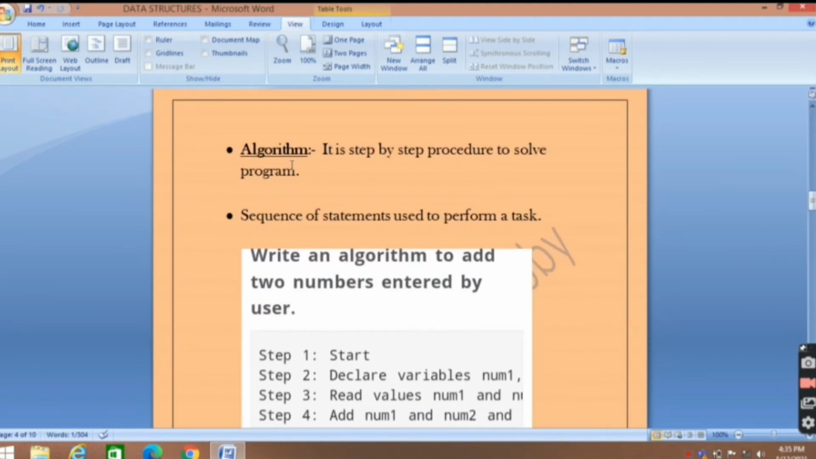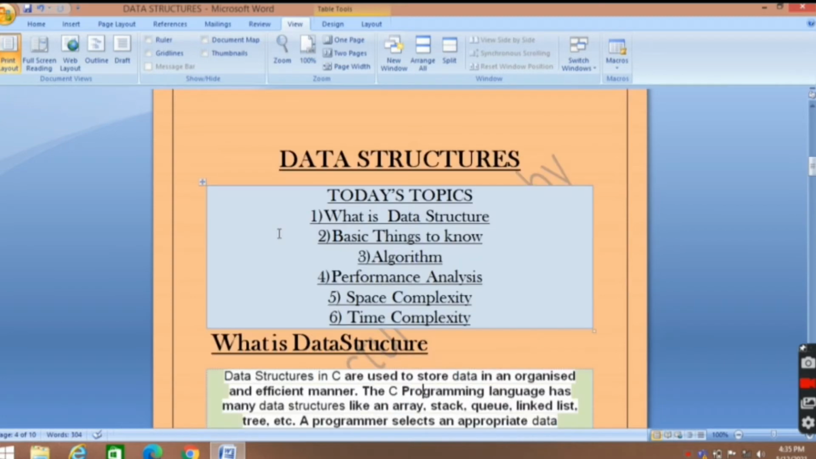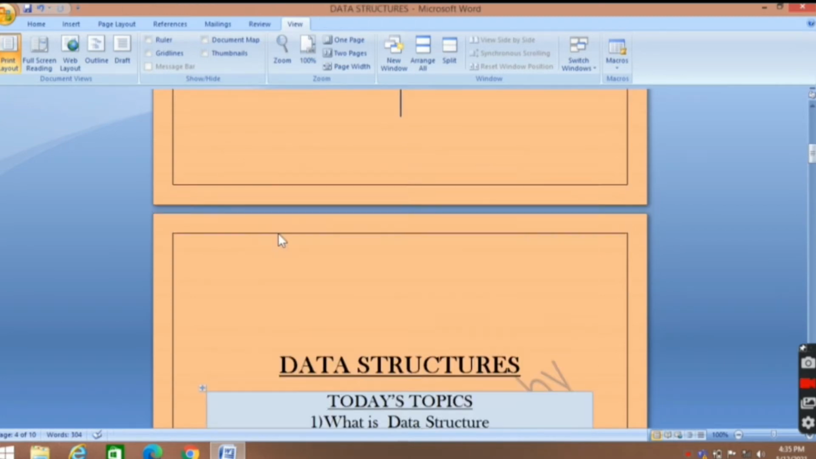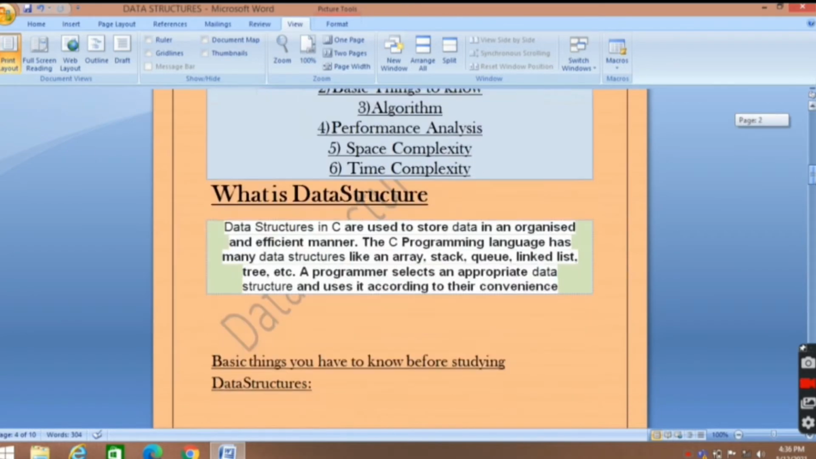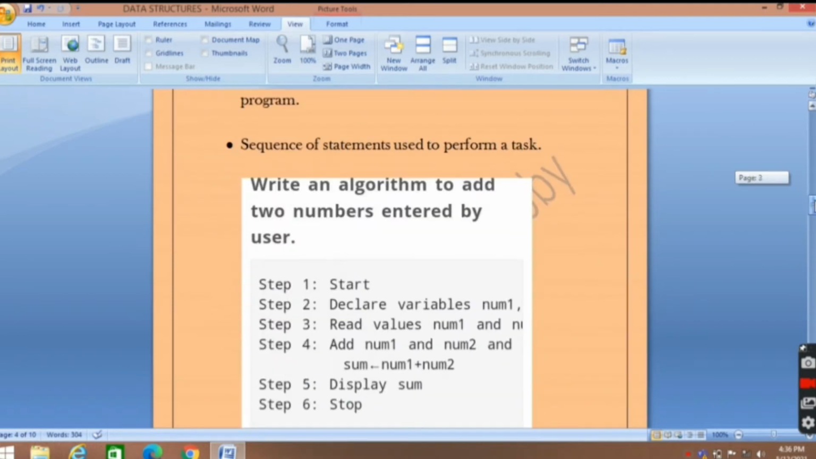See here, the first thing is the algorithm. I think you have studied this in your earlier classes. It is nothing but a step-by-step procedure to solve a program or a problem. If we know the code or the logic, it is very easy to write the algorithm in steps, in the English language. Let us see an example. We can also say that an algorithm is a sequence of statements. See this example.